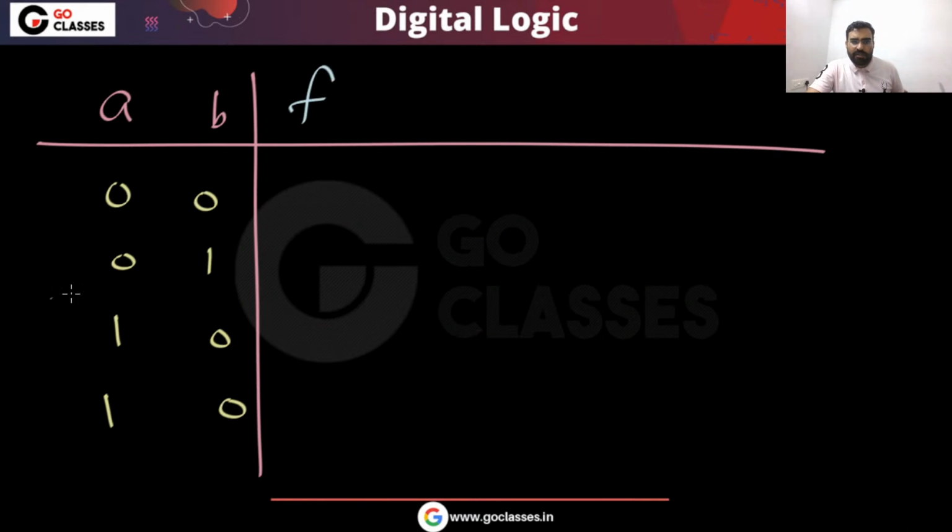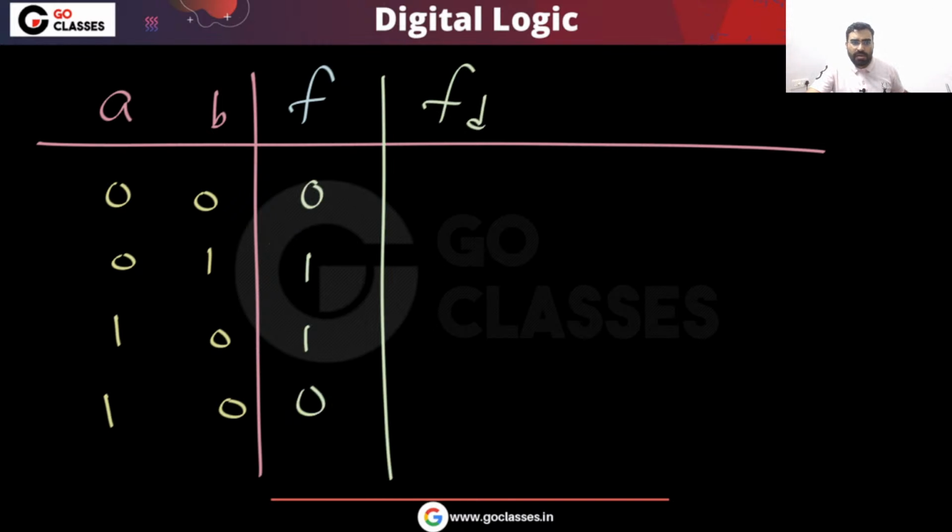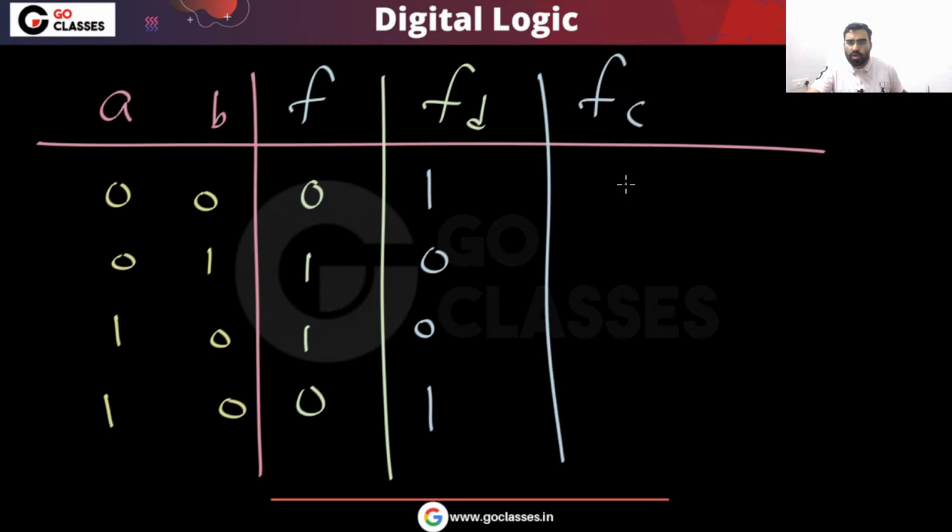So if I give you any function, for example 0 1 1 0, what will be f dual? First you take the complement, then you reverse. So the complement will be 1 0 0 1. Now you reverse it, and this will be the dual.